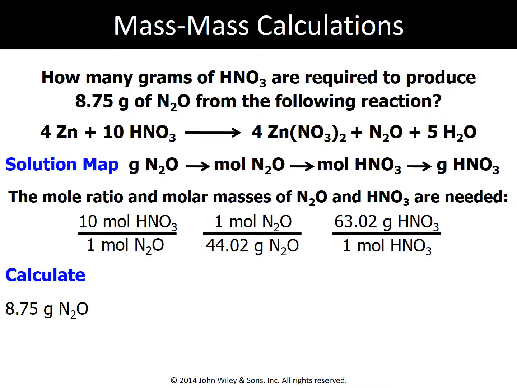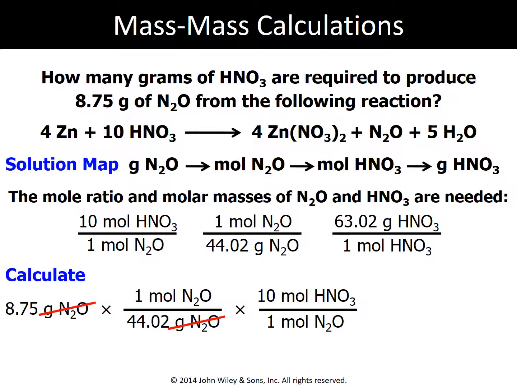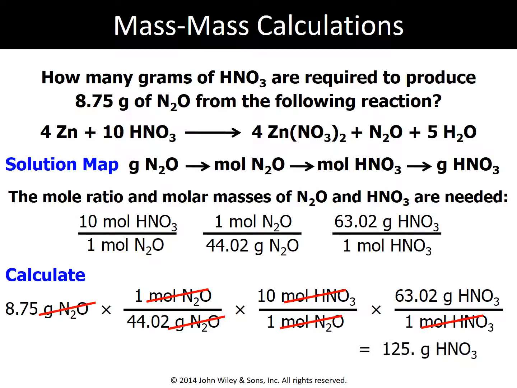The first thing, in order for us to use our molar ratio, we need to convert these to moles. So we'll use our molar mass of N2O. We'll have our grams cancel. We're now left with moles of N2O. We'll use our molar ratio, again with these coefficients coming from our balanced equation. Our moles of N2O cancel. We'll then use our last molar mass to have our moles of HNO3 cancel, giving us our molar mass up top, giving us 125 grams. Remember, significant figures here.